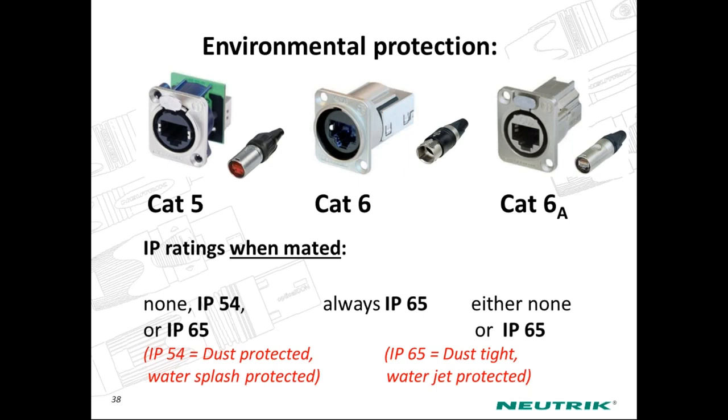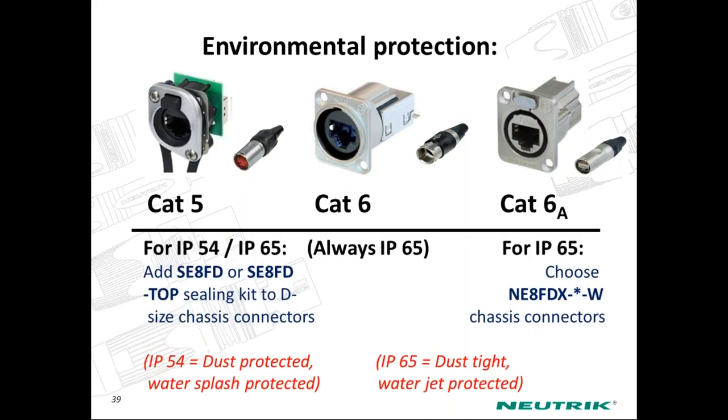So when we look at these IP ratings, CAT5 can be IP54, which is dust protected, or it can be IP65, which is dust tight. CAT6 is always IP65. CAT6A can be up to IP65. Let's move on and take a look at the next slide here. And again, when this is posted, you'll be able to pause the presentation and see what's going on. So we see we have some sealing kits for CAT5, which you can retrofit a connector with to get up to this level of protection.